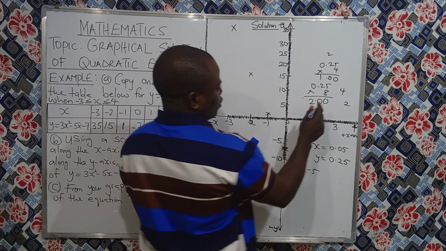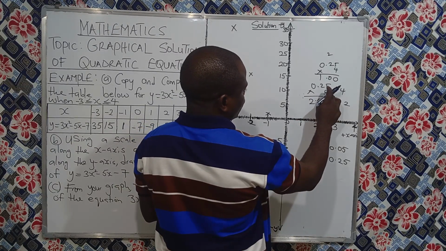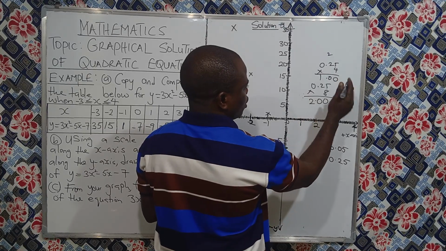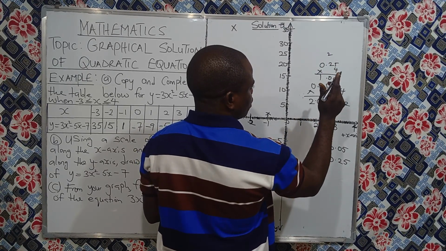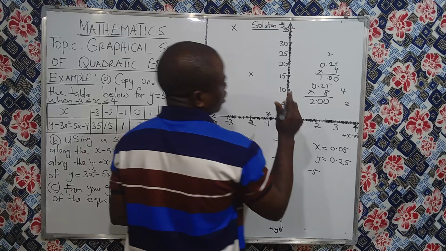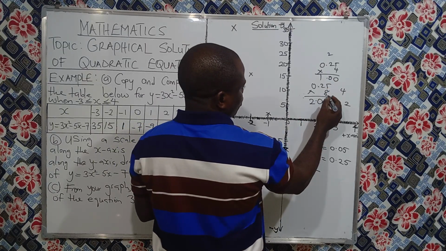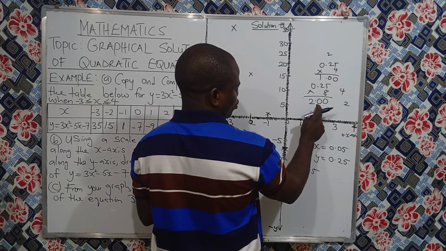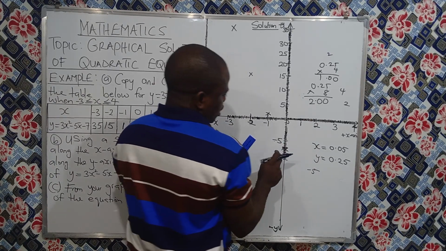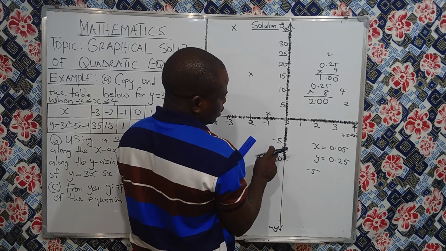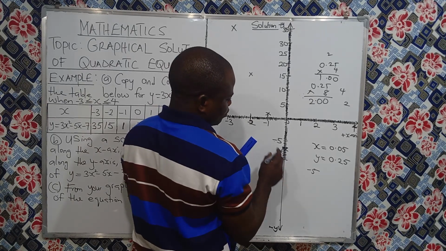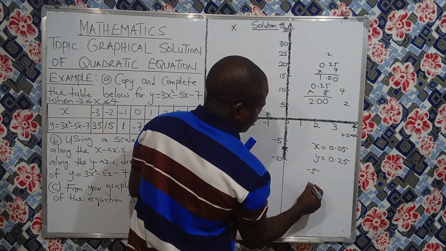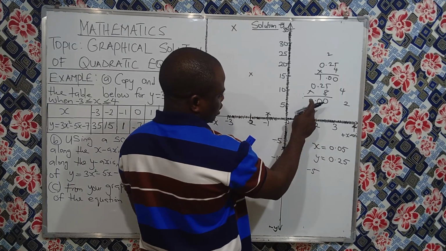Okay, now 8 boxes give us 2. So each box is 1. Each 4 boxes give us 1. Now, how many boxes are we going to add to this 7 to give us 9? I have another 2 to be added to it.